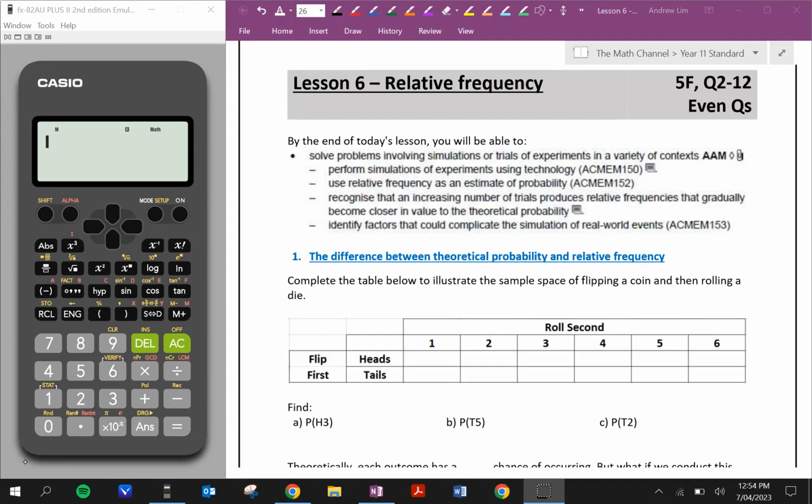In this video, we're going to be looking at relative frequency. So I've got the relevant syllabus dot points here. If you want to read them, just pause the video and read through that.